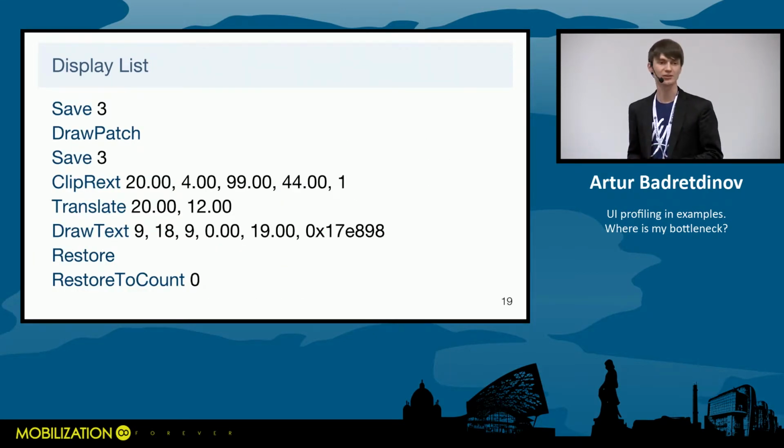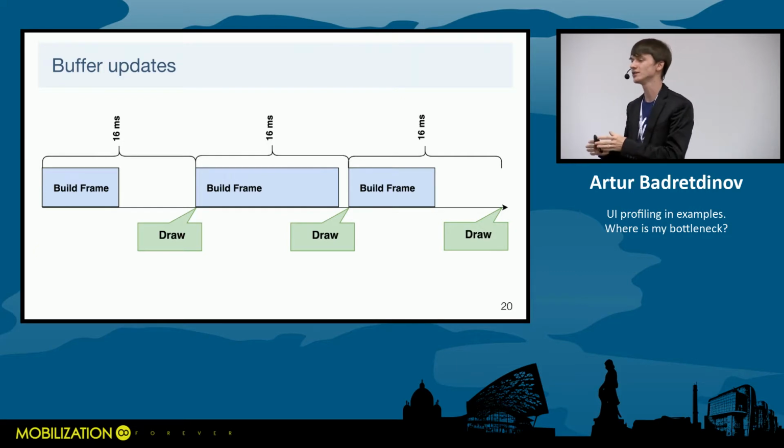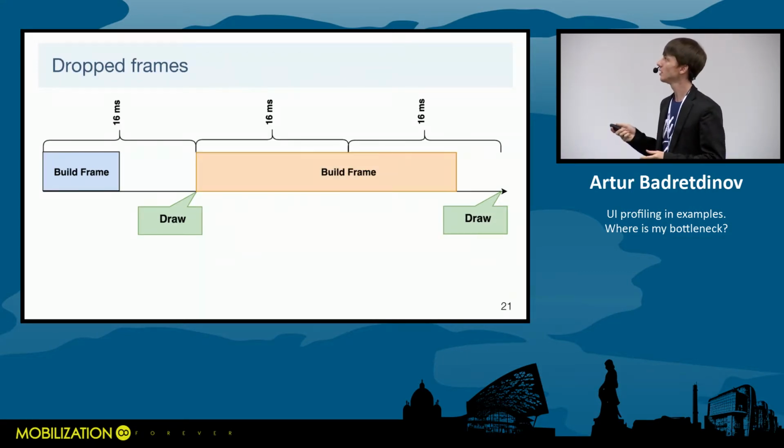So display lists look like this. It's like draw rect, it will be of such color, and so on. And again, we have 16 milliseconds to be able to build a frame. And how does it happen? We build a frame, we sync, we draw it. We build a frame, we sync, we draw it. We build a frame, and on vsync we weren't ready.